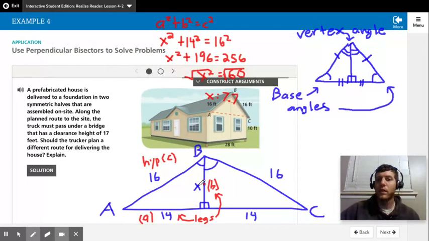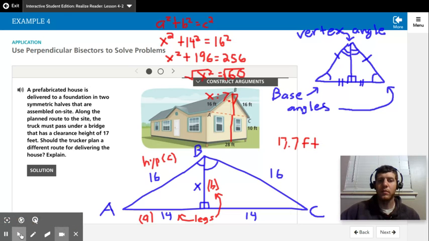Okay, so our height is 7.7 feet. So if we look at the height of the whole structure, this piece right here would be 10. And then this piece would be 7.7. So our total height here would be 17.7 feet. So it's going to be too tall. It's not going to be able to get under the bridge. Okay, so it's not going to be able to fit under the bridge there.